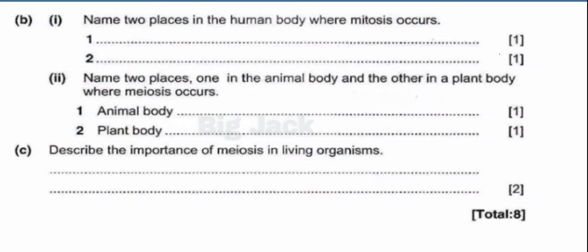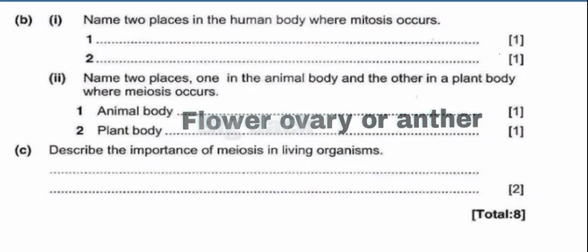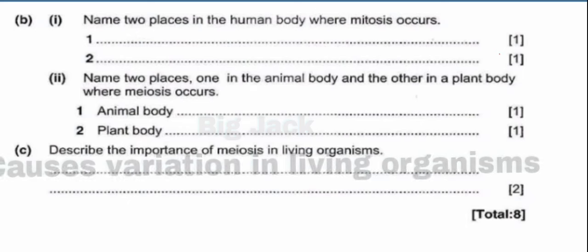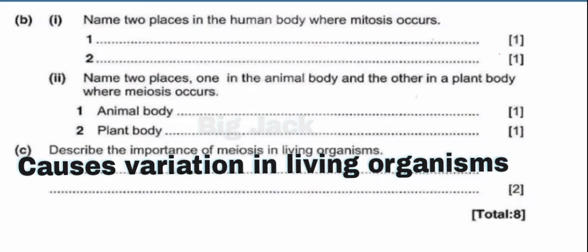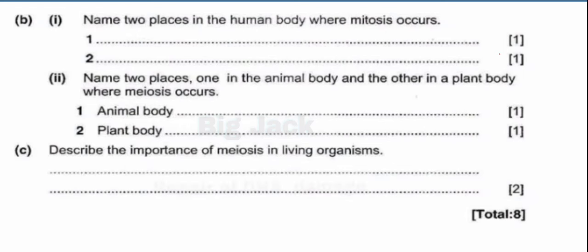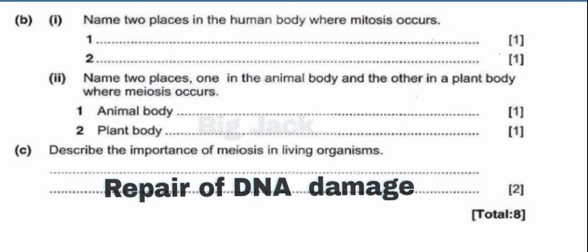Then in plants, we are going to say the flower, ovary. Or you can say the anther. That is where the pollen grains are produced, from the anther. Then as for C, it is saying describe the importance of meiosis in living organisms. So the first one, we are going to say that it causes variation. So meiosis is very, very important in that it causes variation. This one, we are just going to say repair of DNA damage. So that was the last one.